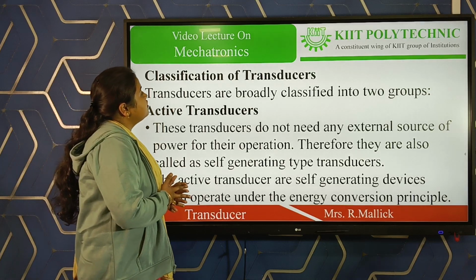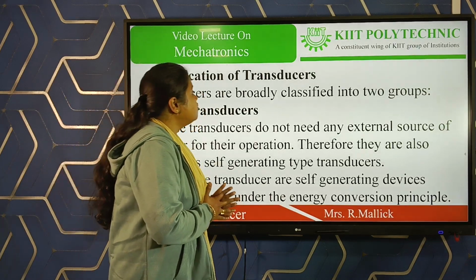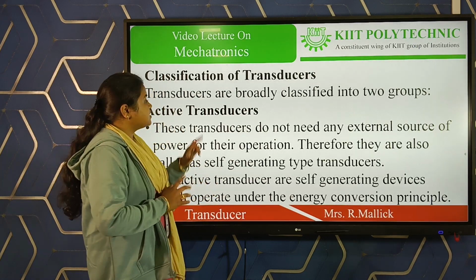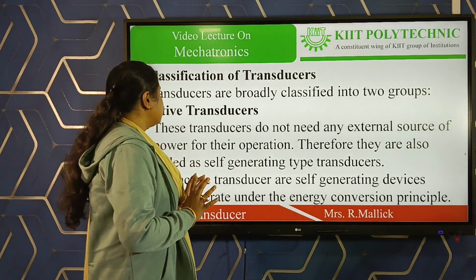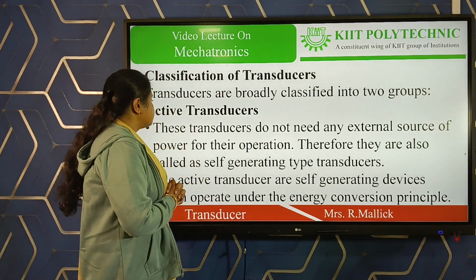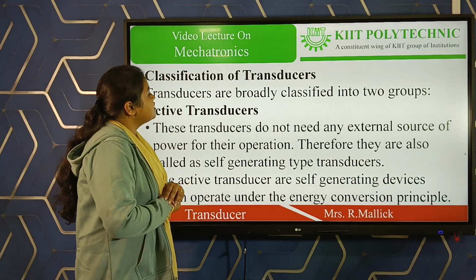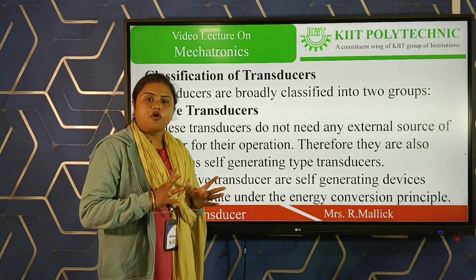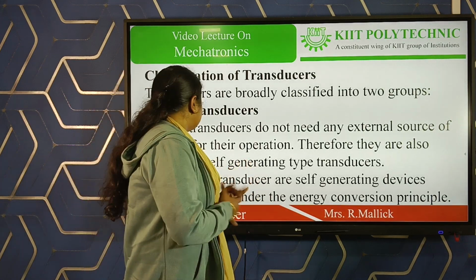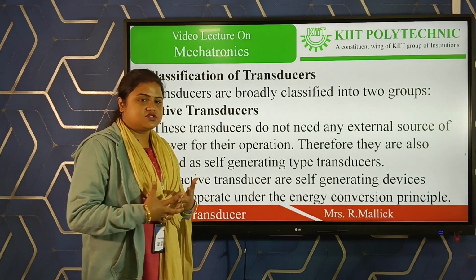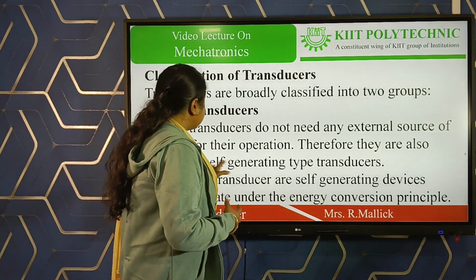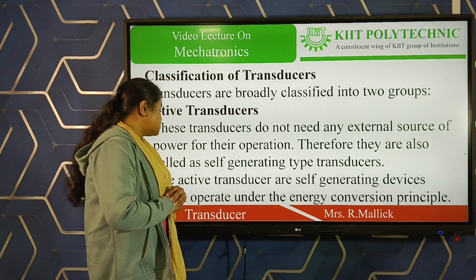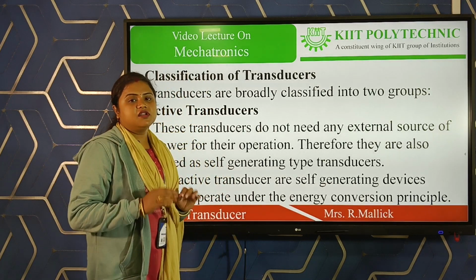So now we are going for classification of transistor. As you know, transistor is broadly classified into two groups. One is active transistor, another is passive transistor. Now, what is active transistor? In active transistor, they do not need any external source for their operation. Therefore, they are also called self-generating transistor. Again, the active transistors are self-generating devices which operate under the energy conversion principle.